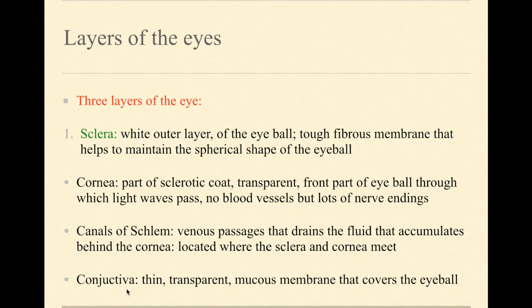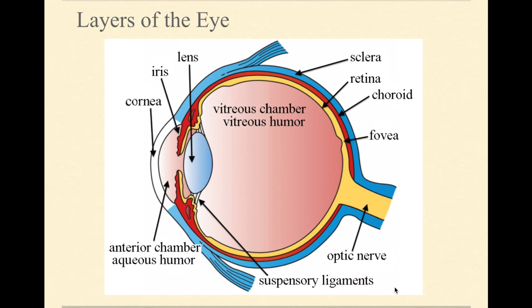And we have the conjunctiva, which is a thin transparent mucous membrane that covers the eyeball. So as we see in this figure, this is the sclera and this is the cornea. So the part where the sclera and the cornea meet, which would be right here, are the canals of Schlemm, and what covers the whole sclera is a part that is called the conjunctiva.